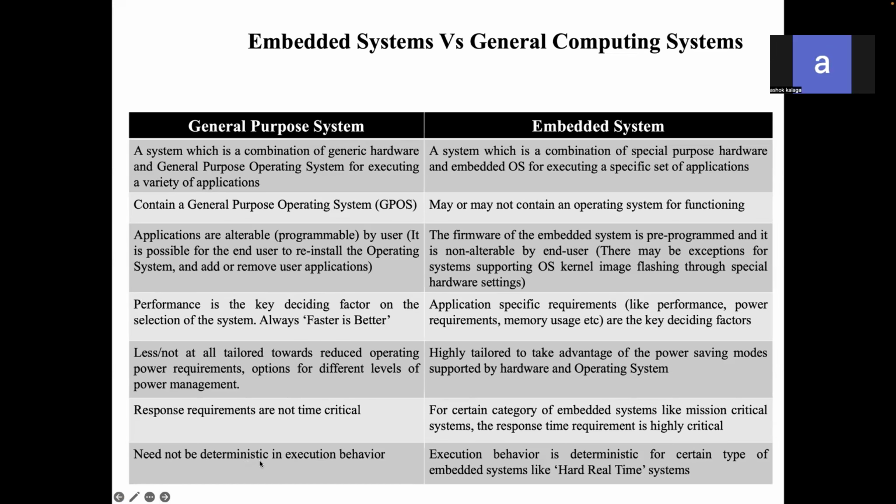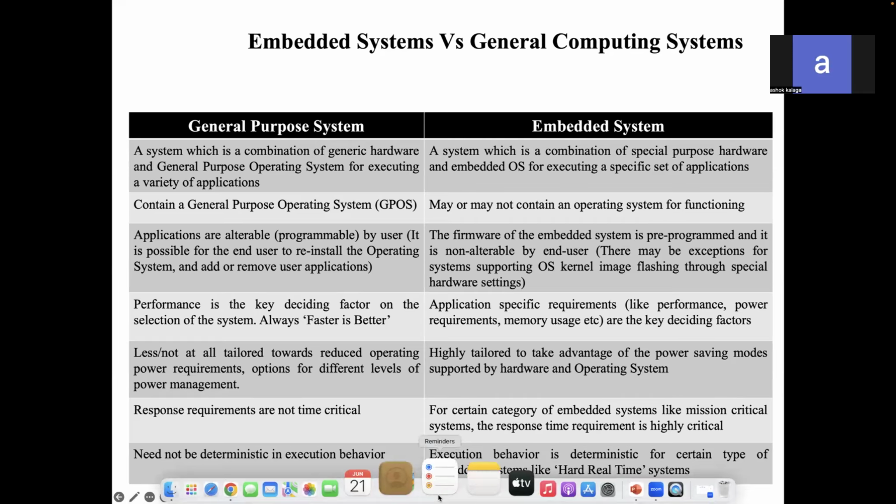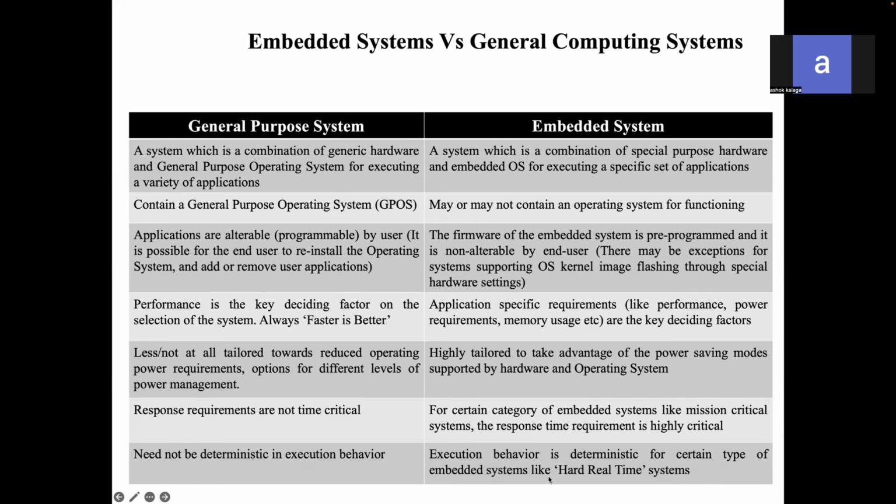A general purpose system need not be deterministic in execution behavior, so there is no predefined time for the execution. But in an embedded system, the execution behavior is deterministic, which can be determined for certain types of embedded systems like hard real-time systems. We will discuss hard real-time systems later. So this is about the introduction of the embedded system and the difference between the general purpose operating system and an embedded system.